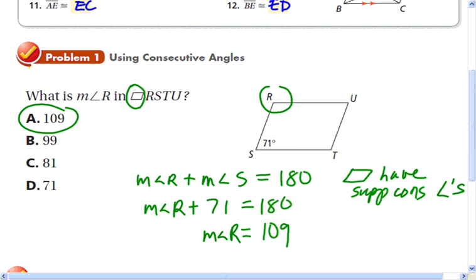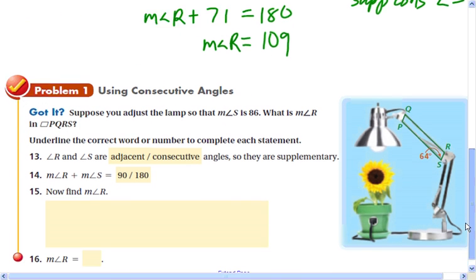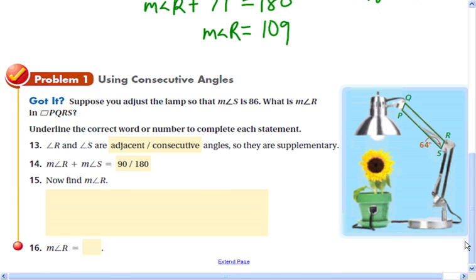Okay. Go ahead and do the next problem. I'll put the answers up for you.